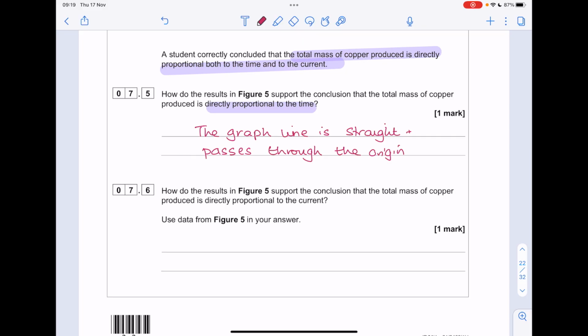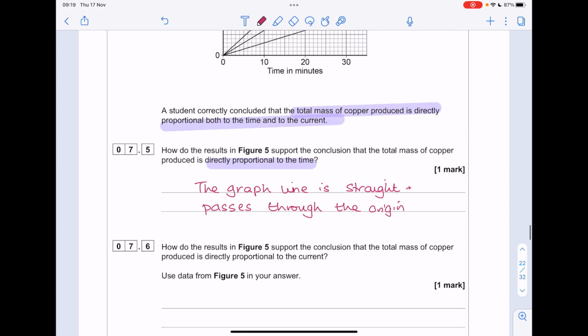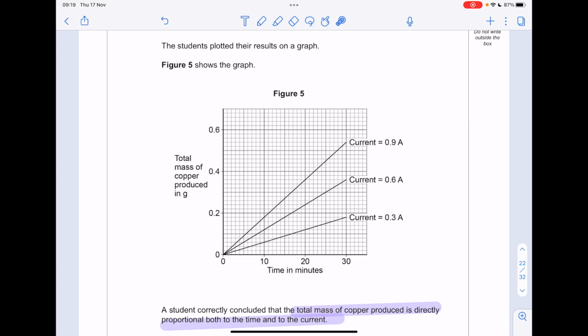How do the results in figure 5 support the conclusion that the total mass of copper produced is directly proportional to the current? Use data from figure 5 in your answer. Okay, so notice, before, the x-axis had a scale, it was time in minutes. Now we're comparing currents. So really we need to look at a particular time.